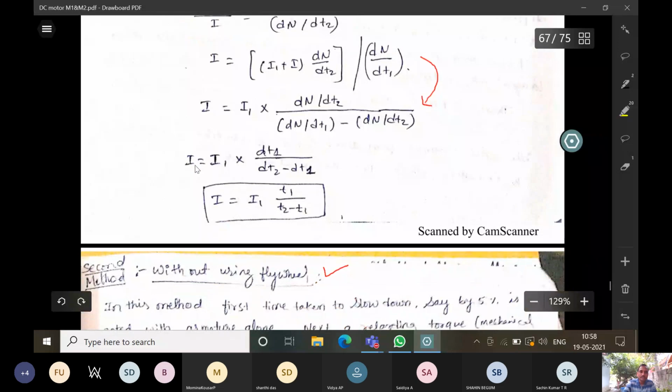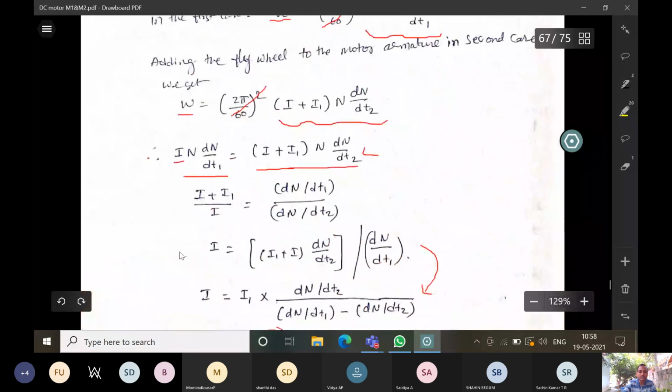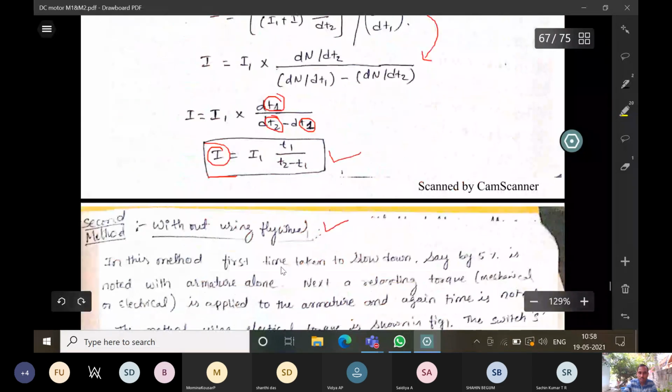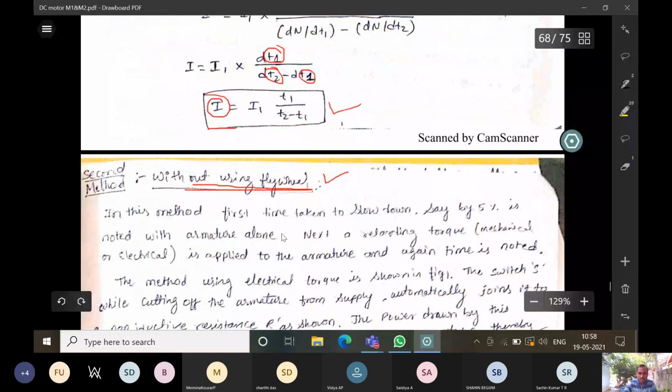So finally, I is equal to I1 into dt1 divided by (dt2 minus dt1), and simply I will write it as I is equal to I1 into t1 by (t2 minus t1). This is the expression to find the moment of inertia in the first method. In the first method we are using the flywheel. In the second method it doesn't use any flywheel; the flywheel is not connected here.